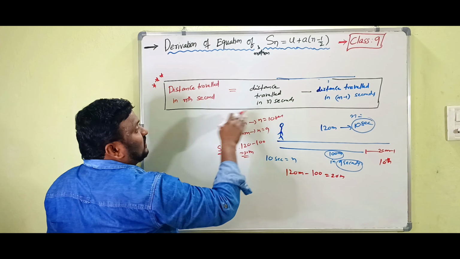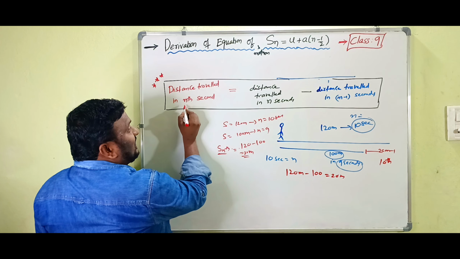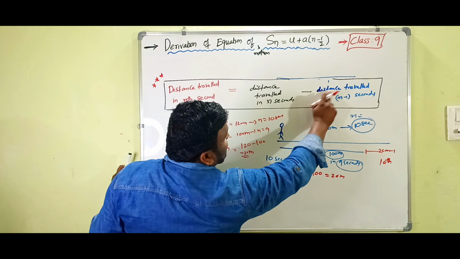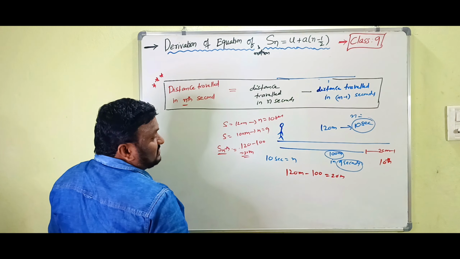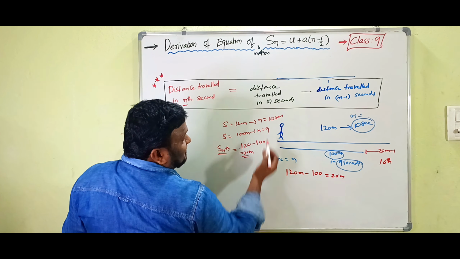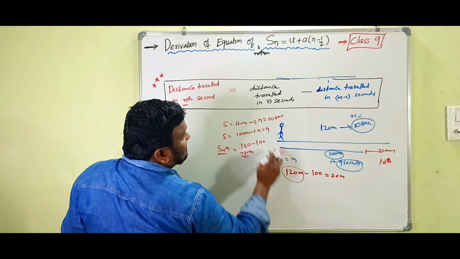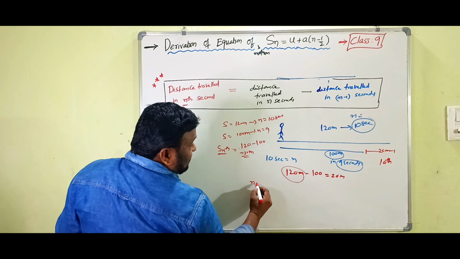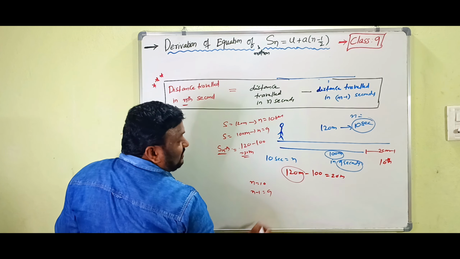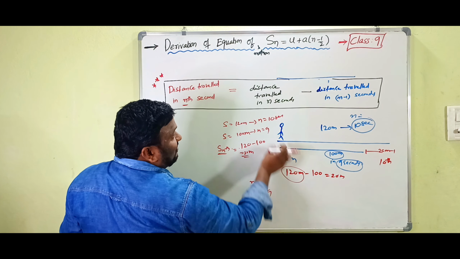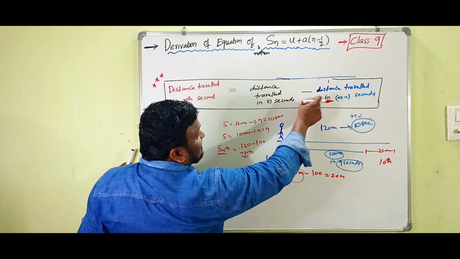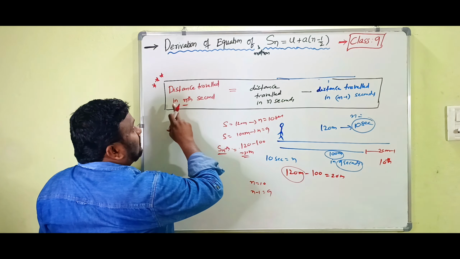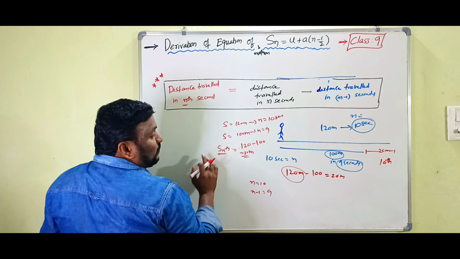So children, for that there is a formula. Distance traveled in nth second equals distance traveled in n seconds minus distance traveled in n minus 1 seconds. Here, 120 meters is the distance traveled in 10 seconds, minus the distance traveled in n minus 1. When n is 10, n minus 1 is 9. So distance traveled in 10 seconds minus distance traveled in 9 seconds gives the distance moved in the last 1 second.